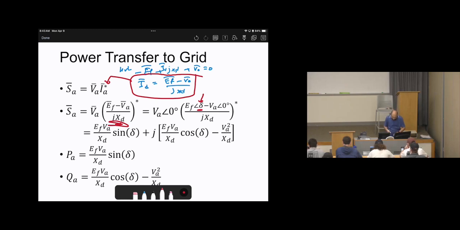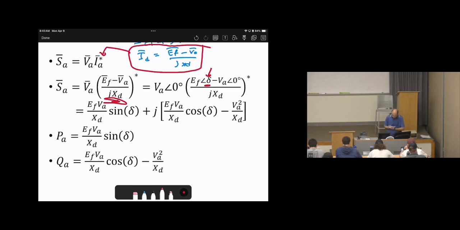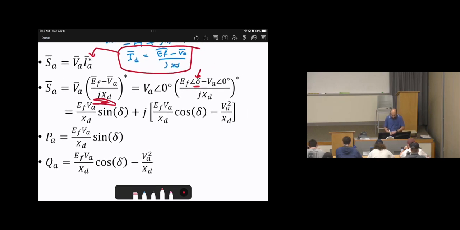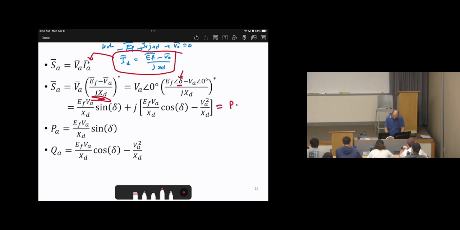So after doing simplifications, converting this to rectangular coordinates, it will be EF VA over XD sine delta plus J EF VA over XD cosine delta minus VA square over XD. And we know this is PA plus JQA, because the complex power is real power plus J imaginary part. So this is the real part, and this is the reactive part.